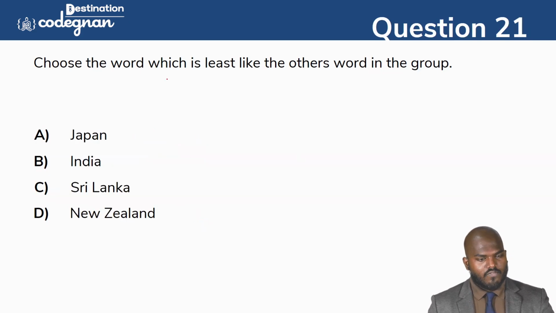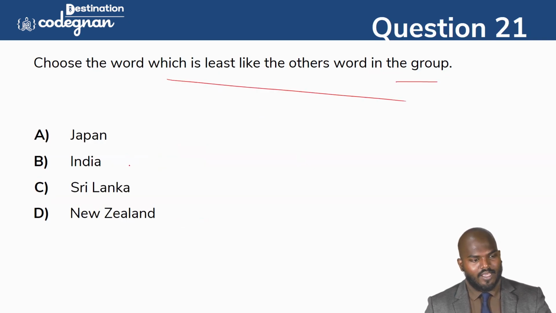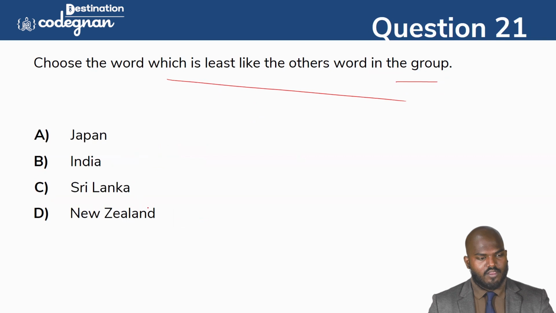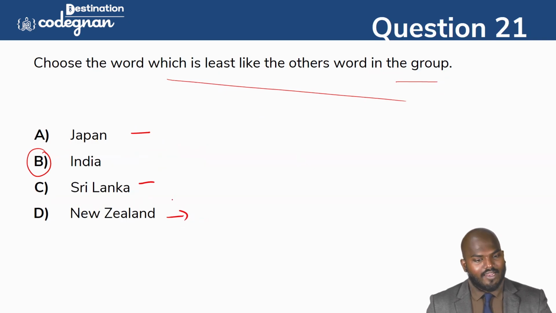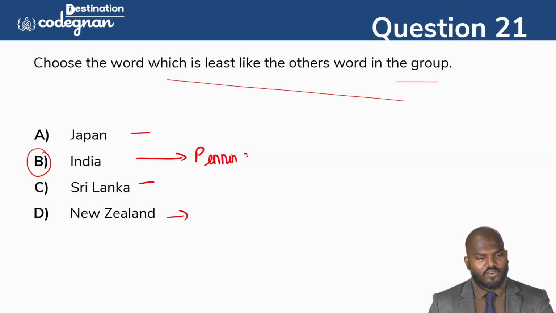Question 21. Choose the word which is least like other words in the group. Japan, India, Sri Lanka, and New Zealand. Option B is the probable answer, because Japan is an island, Sri Lanka is also an island, and New Zealand is also an island. India is not an island. In GK terms, we call it a peninsula.